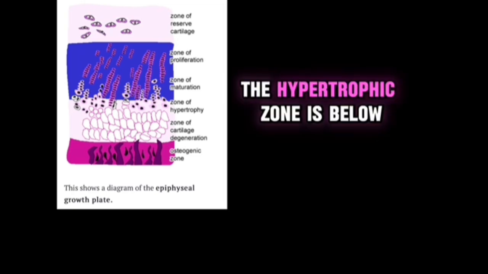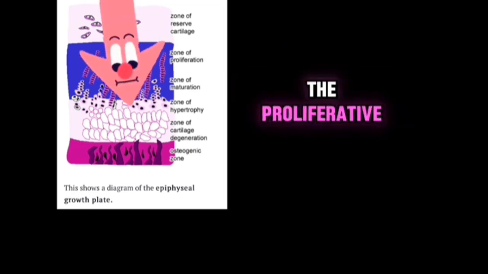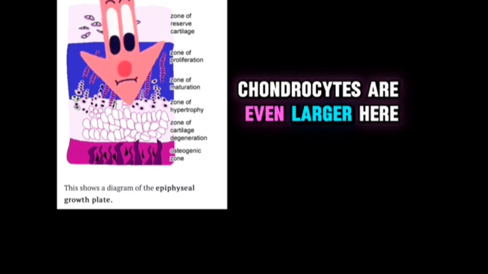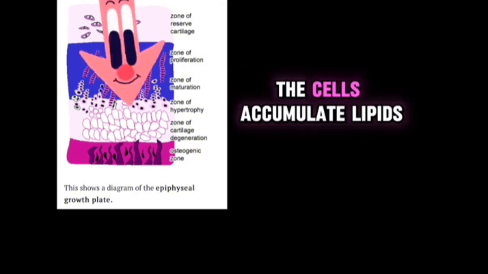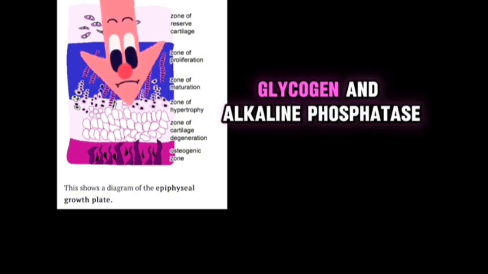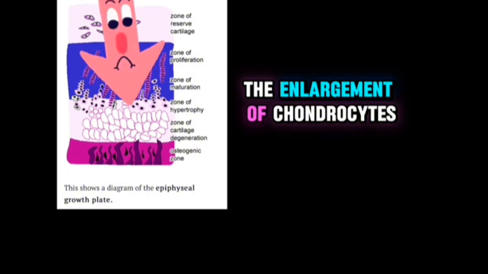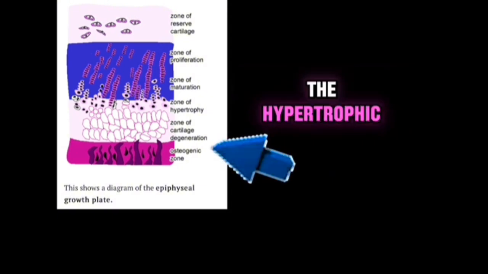The hypertrophic zone is below the proliferative zone. Chondrocytes are even larger here, and they start to mature and hypertrophy. The cells accumulate lipids, glycogen, and alkaline phosphatase, causing the matrix around them to begin calcifying. The enlargement of chondrocytes and accumulation of materials leads to the calcification of the cartilage matrix, preparing it for subsequent ossification.